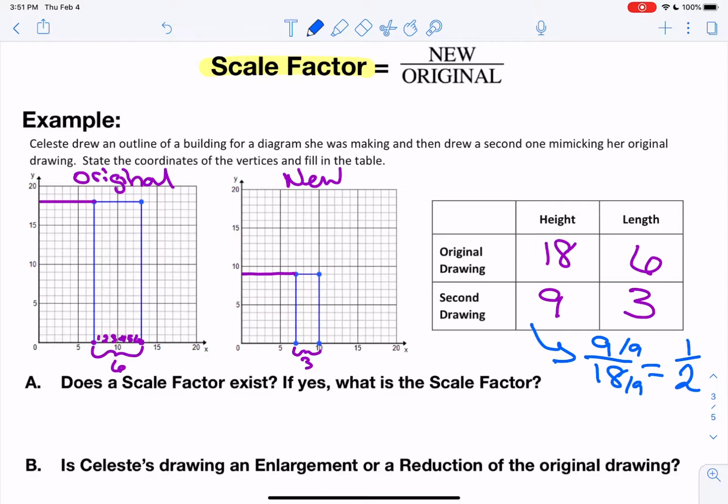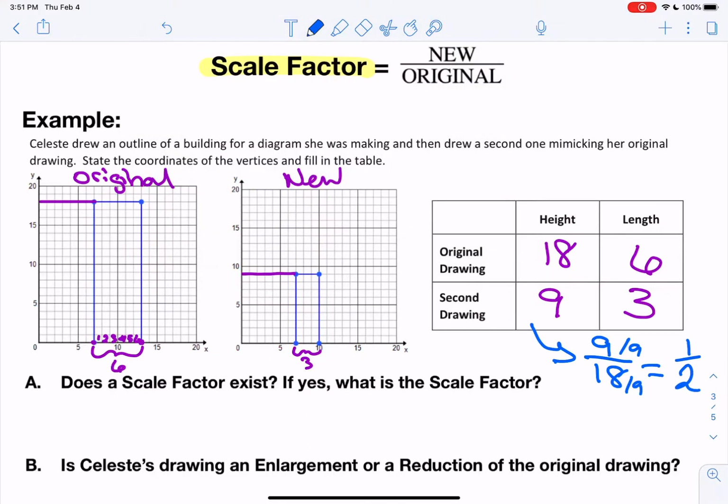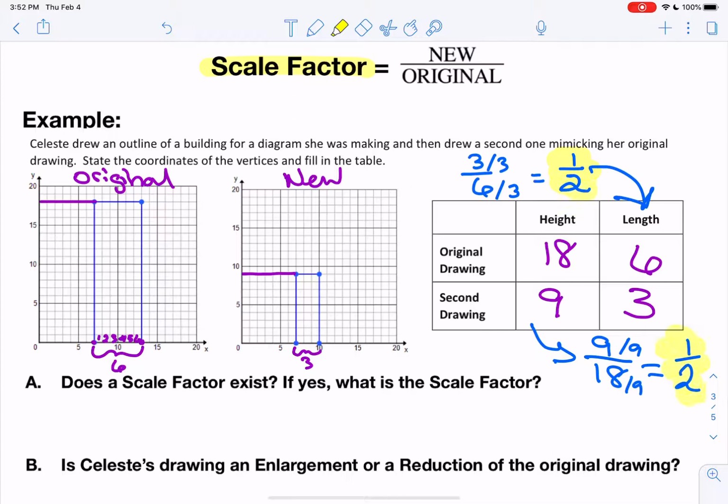Now, if there is a scale factor, then it needs to work with the length as well. So let's go ahead and check the length. For the new length, it was 3, and for the original, it was 6. Okay, once again, we can simplify this. 3 goes into 3, and 3 goes into 6. 3 goes into 3 1 time, 3 goes into 6 2 times. So this is for the length. Did we get the same number? Yes. So yes, there is a scale factor. And what is it? It's equal to 1/2.